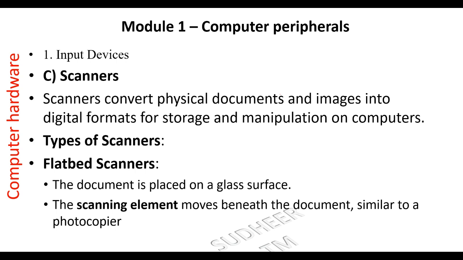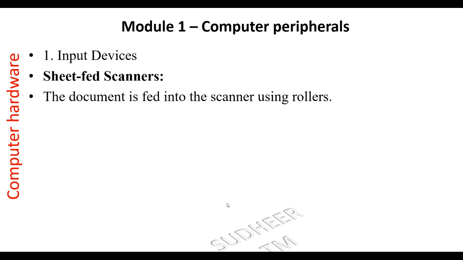You need to know only the basics. So the scanning element moves beneath the document, similar to a photocopier. Then sheet fed scanners. What is it? The document is fed into the scanner using a roller.